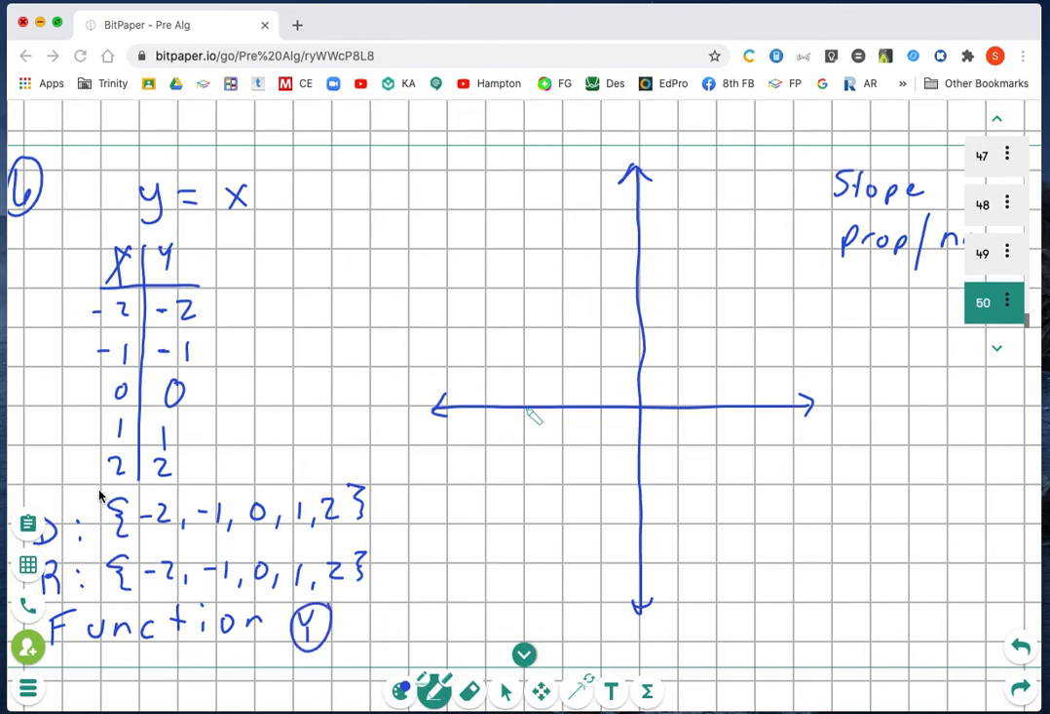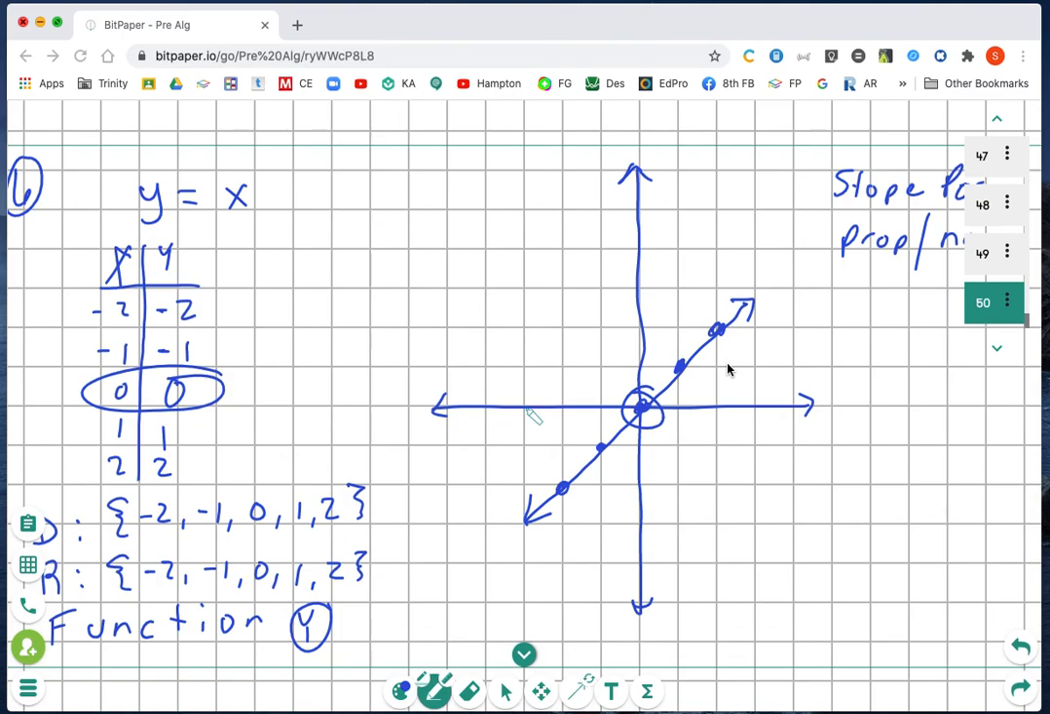Now I'm going to graph -2, -2, -1, -1, 0, 0, 1, 1, 2, 2. Draw my line. Reading from left to right, it is a positive slope. It does go through the origin, and it does have a 0, 0 in the table.